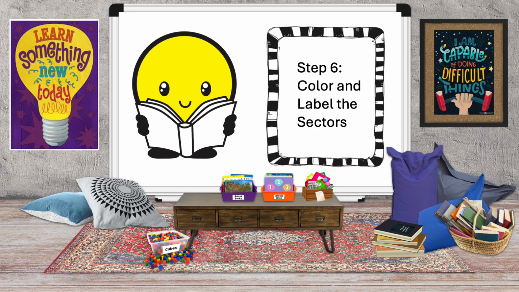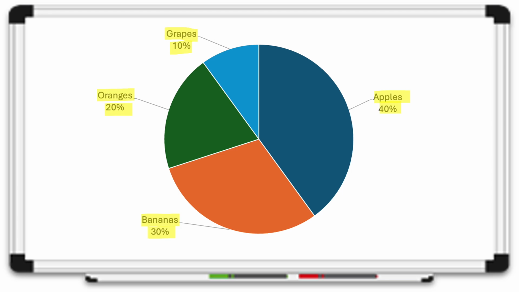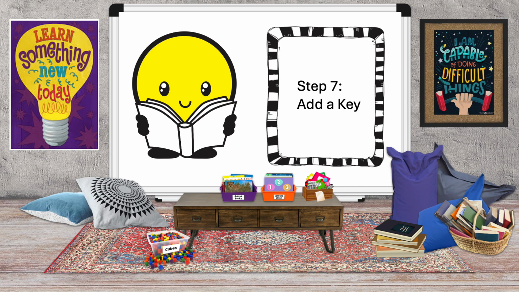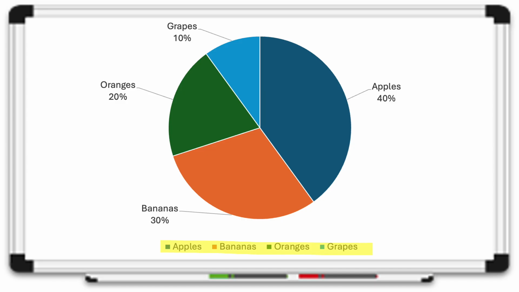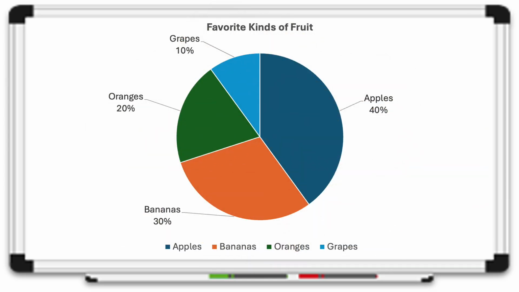Step 6. Color and label the sectors. Pick a color for each fruit. Shade each sector and write the fruit name next to it. Don't forget to write the percentage too. Step 7. Add a key. Step 8. Add a title. Now your circle graph is complete.